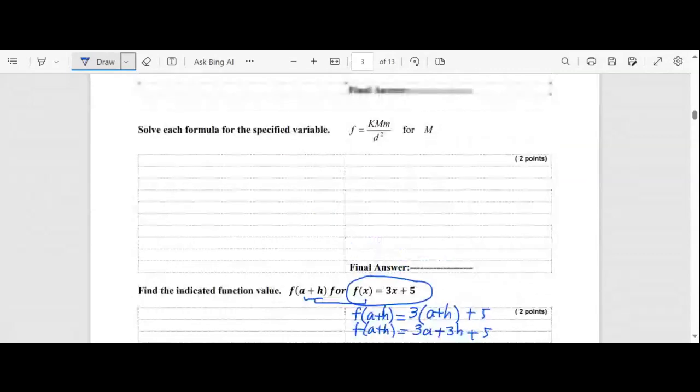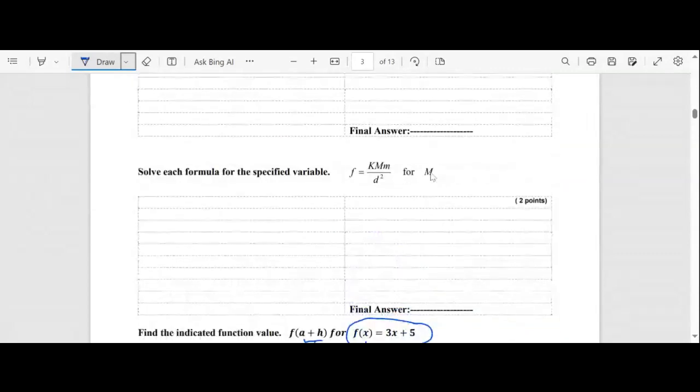Okay, next one. He's asking you to solve for m. So he wants to keep this m. I need to get rid of everything else. I just need to keep m. To get rid of the d squared, what should I do? Multiply both sides by what? d squared. So you get d squared times f. And then the d squared cancels with the d squared. So you get k times small m.